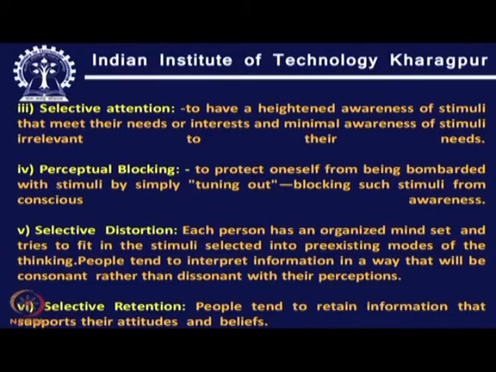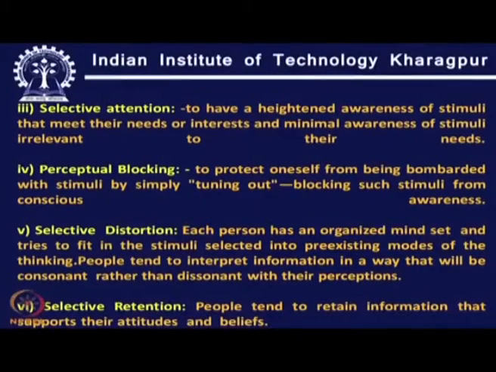And then what happens, we give selective attention to certain things and to those elements which are psychologically more attracting to our needs and interests, and we do not select other things. Perceptual blocking is where we block certain stimuli from reaching our mind by simply tuning it off. Selective distortion is where we try to distort the meaning of things so that it appears in a favorable meaning to us. So, people try to interpret facts that will be consonant rather than dissonant with their perceptions.